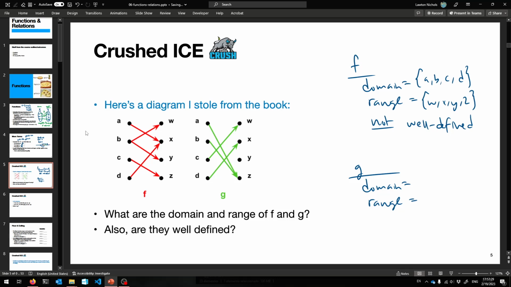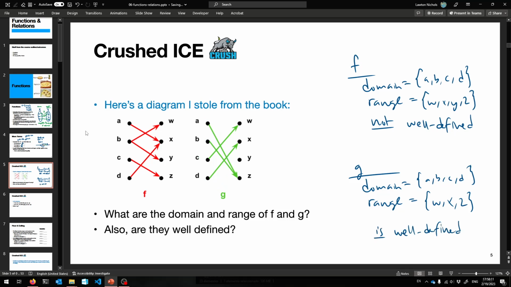The domain of g is all of the elements that are the source, the left of an arrow. So it looks like A, B, C, and D again are the elements of the domain, and the range is all the things on the target of some arrow. So it looks like W, X, and Z are elements of the range. Are all the values of the domain being taken somewhere? Yes. Are any values of the domain going to multiple places? No. So this is a well-defined function.